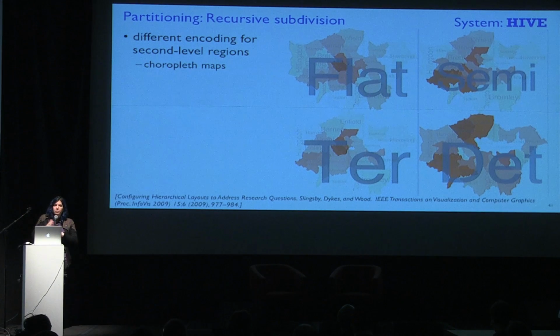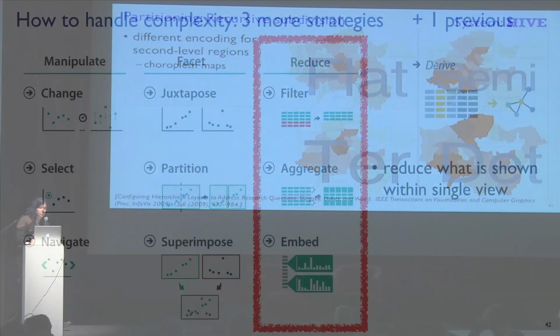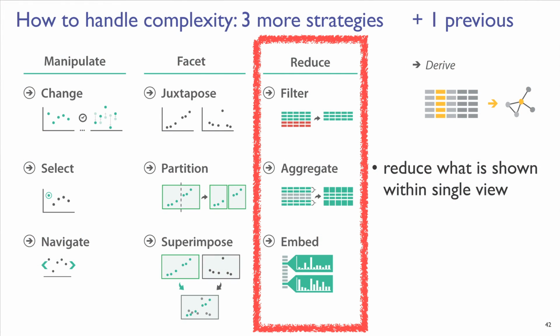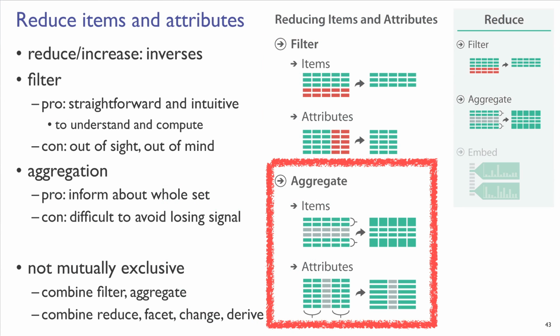So that gives you some sense of these questions of partitioning and faceting. Now, let's go back and take a quick look at these three more strategies of data reduction. So how do we reduce what's shown within a single view?